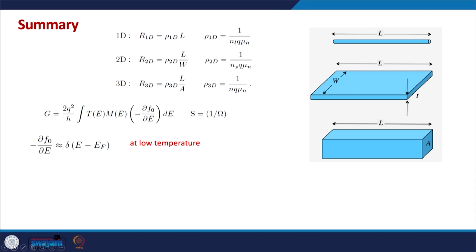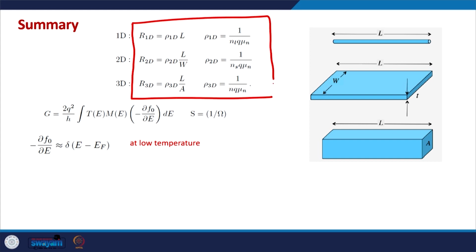And this is what we understand from the classical theory of transport, that the resistance is generally proportional to length. Resistance is considered to be proportional to length in 1D case. In 2D case, resistance is directly proportional to length, inversely proportional to width. And in 3D case, resistance is directly proportional to length and inversely proportional to the area. And the constant of proportionality is known as the resistivity, denoted by rho, which is essentially the inverse of conductivity.